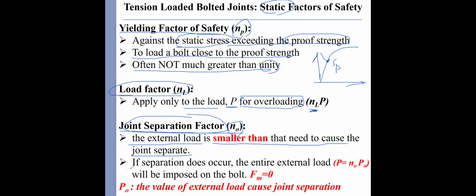If the separation occurs, the entire external load P equals N_0 times P_0, the joint separation factor times P_0, will be imposed on the bolt, which causes F_m, the member resultant, to equal 0. And P_0 is the value of the external load that causes separation.